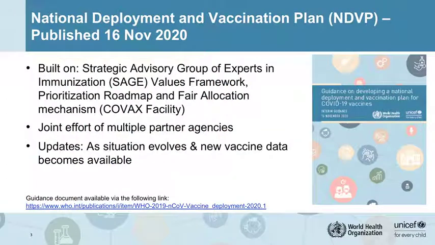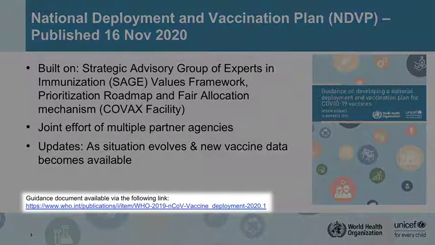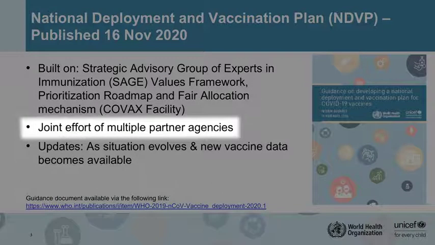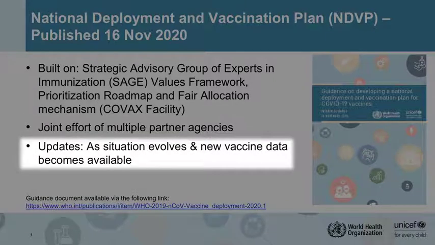The NDVP was published in mid-November in 2020 and can be found at the WHO website at the bottom of the slide. It's built upon the principles of the fair allocation mechanism released by the COVAX facility, as well as the values framework and prioritization roadmap issued by the Strategic Advisory Group of Experts on Immunization, SAGE. The document is a joint effort of multiple partner agency contributions, and it will be updated on a regular basis as the situation evolves and as new COVID-19 vaccine data becomes available.